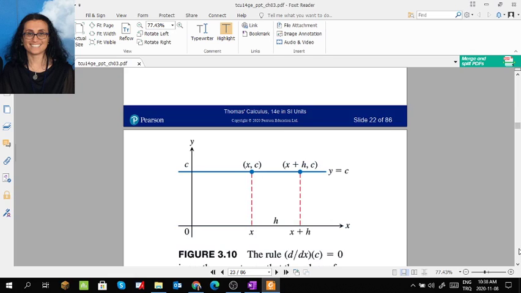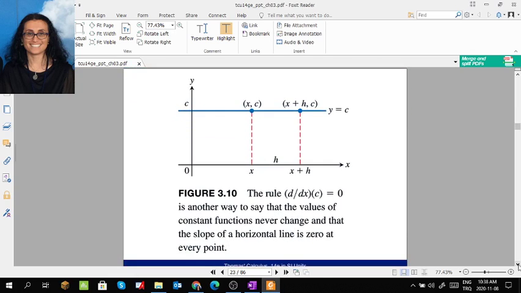Okay? You can see the short proof here. y is equal to c, the blue color graph, is the constant function, and we just form our limit definition of the derivative. We have x plus h, f of x plus h, f of x. If you take the difference, f of x plus h is c, f of x is c, c minus c is 0, and the limit of a 0 is 0. So the proof is very easy.